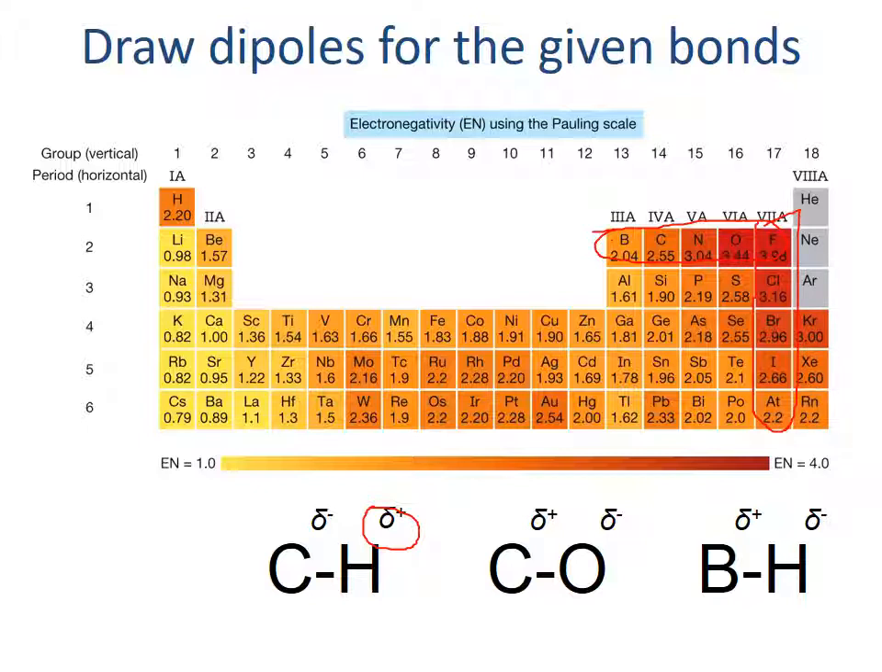Hydrogen is the only one that doesn't really fall neatly into that category, and so as long as we remember that hydrogen comes between boron and carbon, we don't really need an electronegativity table. We can tell what most of the polarity across most bonds are just by looking at the periodic table.